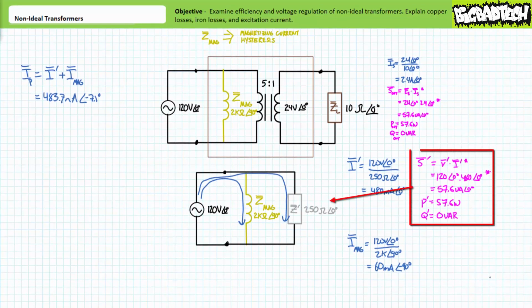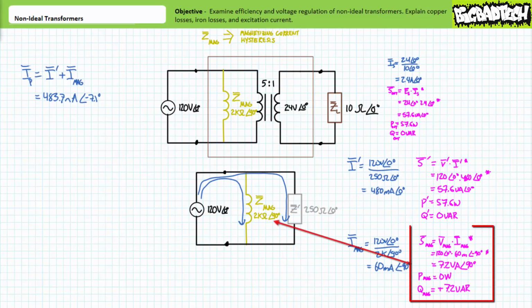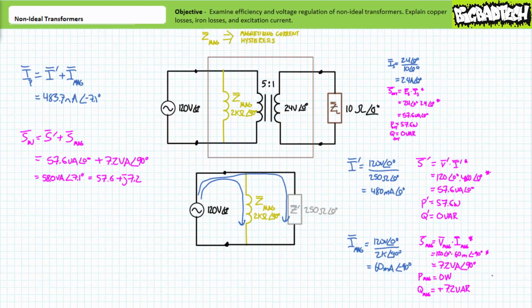The power equation demonstrates the reflected impedance will still consume 57.6 volt amperes of apparent power, all of which is being directed towards 57.6 watts of real power, and none of it towards a reactive interchange. The power equation additionally demonstrates the inductor accounting for both magnetizing current and hysteresis will consume 7.2 volt amperes of apparent power, none of which is being directed towards real power, and all positive 7.2 VARs is being directed towards a reactive interchange.